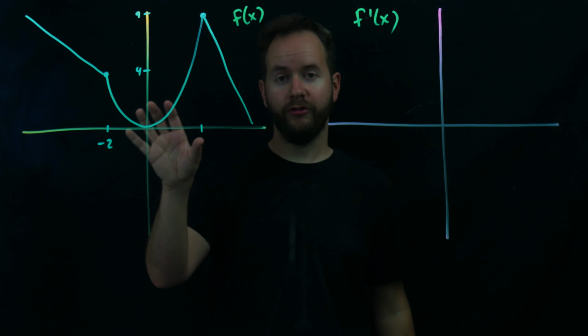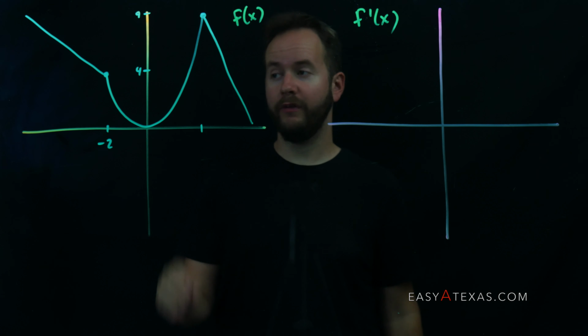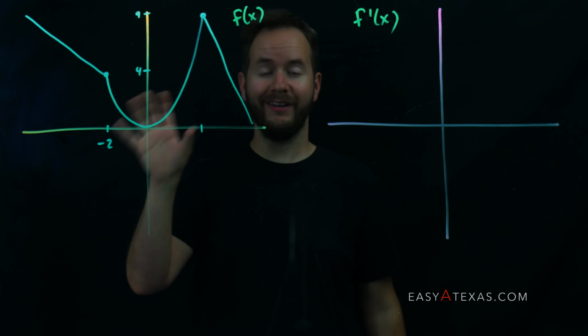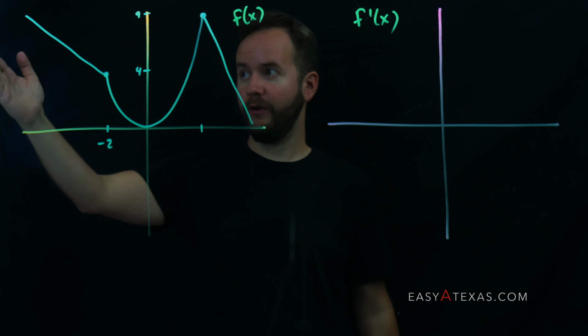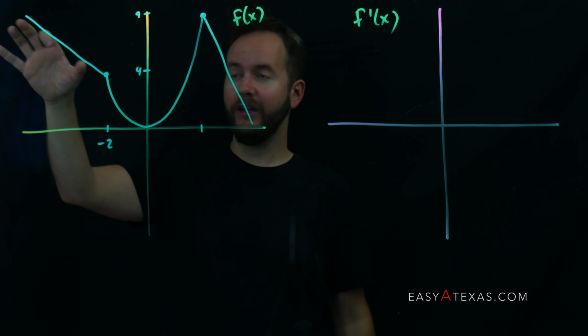Here we're given the graph of a function and we are asked to graph its derivative. The way we do this is ask ourselves, where is the original function decreasing and increasing? We see that initially this function is decreasing on the interval from negative infinity up to negative 2, and it's decreasing at a constant rate.